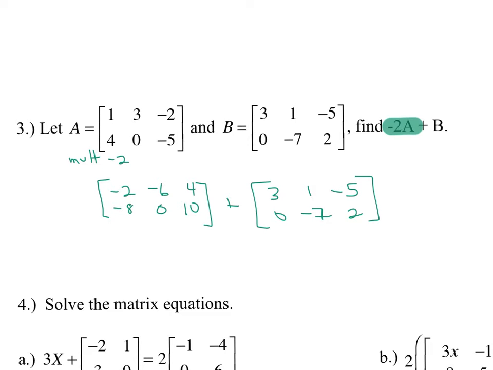And the last step is just to add your corresponding entries. So it'll stay a 2 by 3. When I add negative 2 plus 3, negative 6 plus 1, and 4 plus negative 5 for the first row, and then negative 8 plus 0, 0 plus negative 7, and 10 plus 2 for my second row.